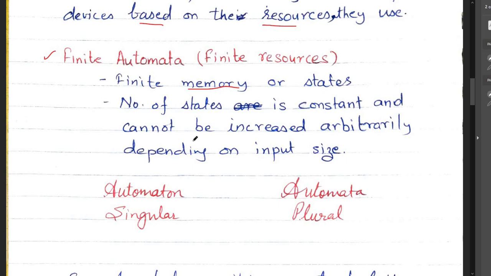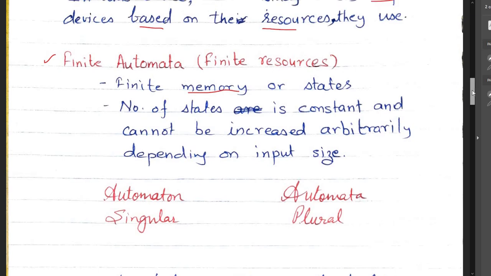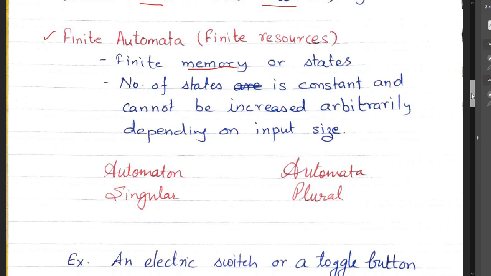In other words, it means that not only does it have a finite number of states, it can only memorize a finite number of things. So only the previous state, or only some previous states, may be remembered. A finite number of previous states can be remembered. It cannot be possible that you remember a lot of things. So that is where the finite automata comes in. And let's try to discuss some examples of the machine.